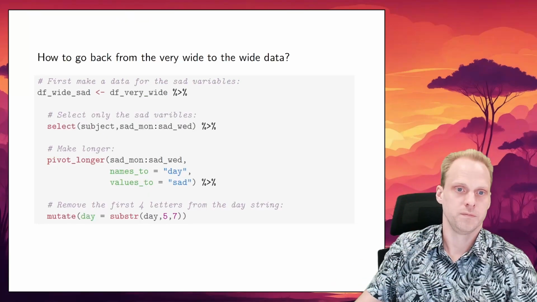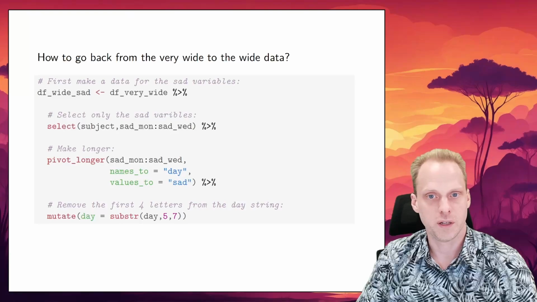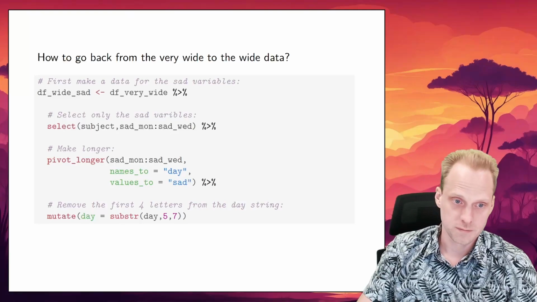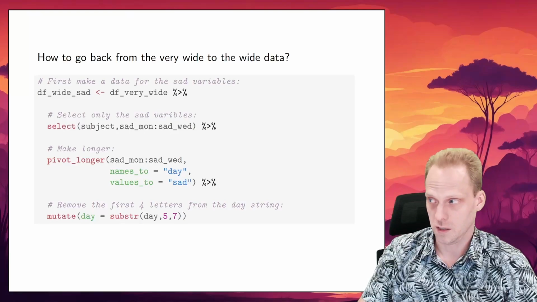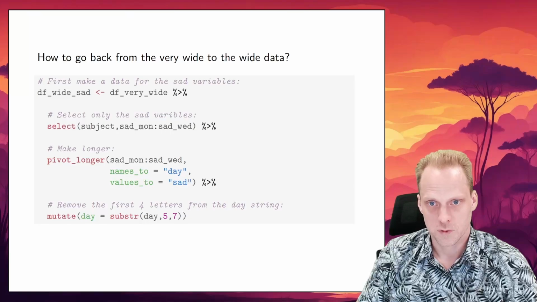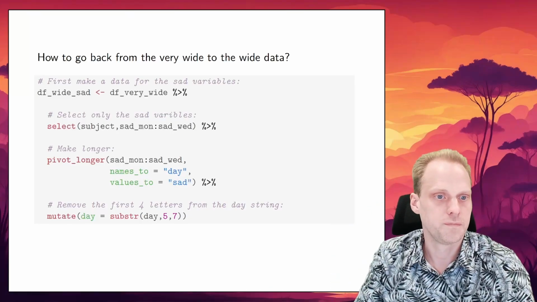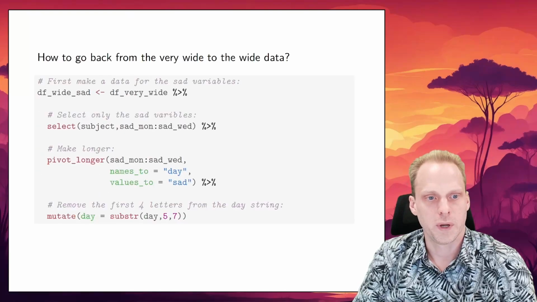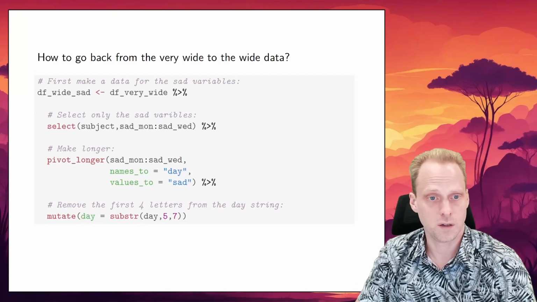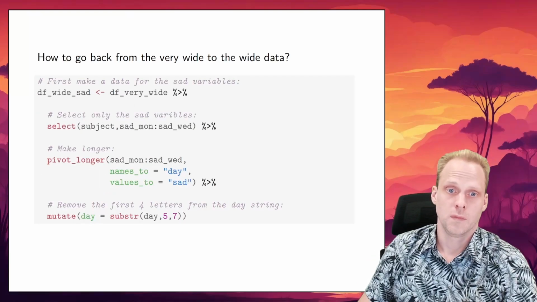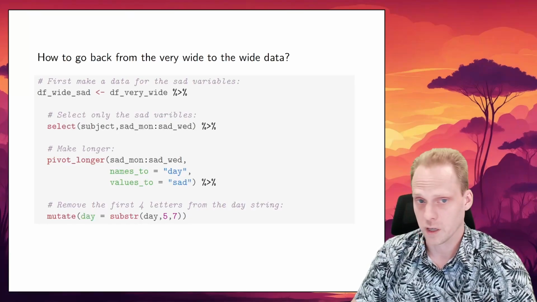So how do we go back from the very wide data to the wide data? That's actually a little bit trickier to do. So we had this long data, the wide data, and the very wide data. Yeah, how do we go back? So that's actually pretty tricky to do. So I show you here how I can do it.